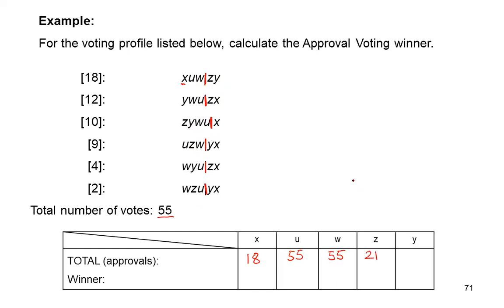And Y, Y is approved by 12, 22, 26. So now we don't have a single winner. We have a tie between U and W. So U and W are our winners according to approval voting.